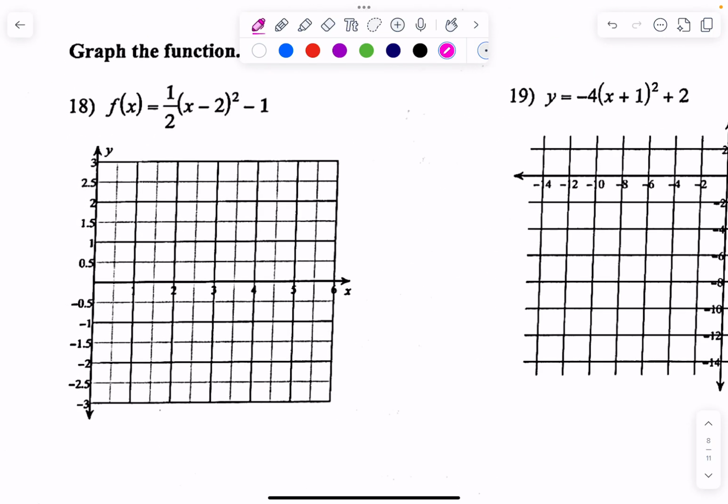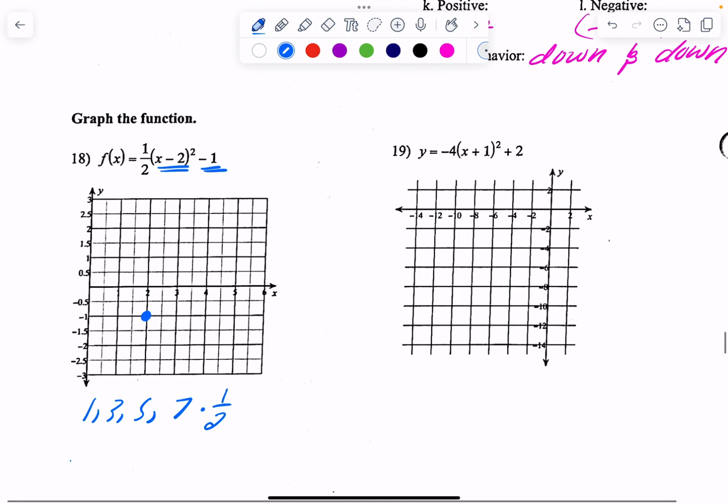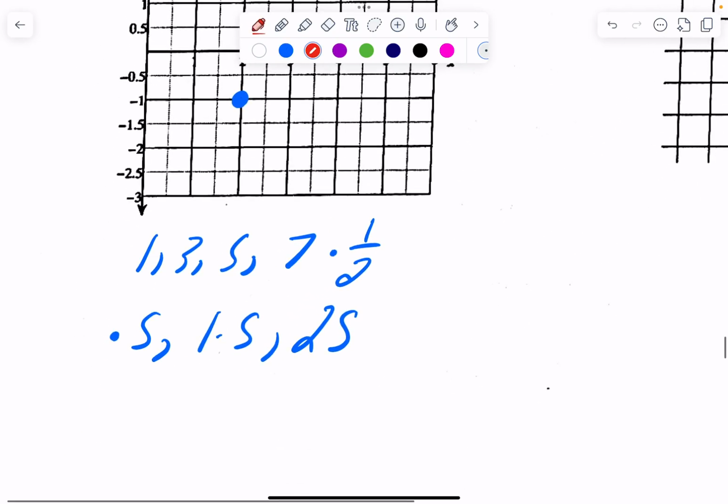And now we'll just graph. This should be way quicker because the graphing part is the easy part. Okay, so right 2, down 1. So you go right 2, down 1. Then do the 1, 3, 5, 7 times 1/2. So that'd be 0.5, 1.5, 2.5. So you're going over 1, then you're going down 1/2.